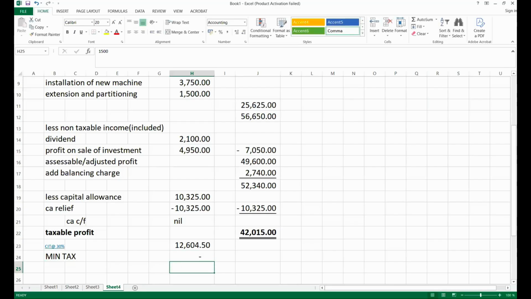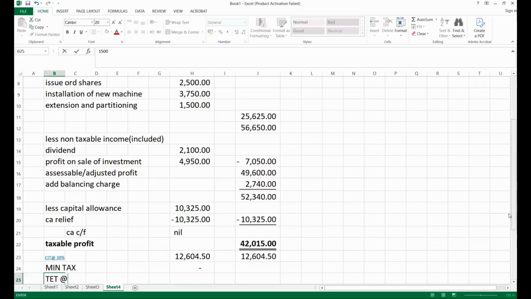Because from the question, we are not given information about turnover. And minimum tax is a rate of gross turnover, but we don't have the turnover. So that means minimum tax will not be calculated. So your CIT will still be 12,604.5. The question is asking us for total. So you now have tertiary education tax, the year of assessment being 2024, at 3%. That will be 3% of assessable profit, 49,600. So 3% will give us 1,488.